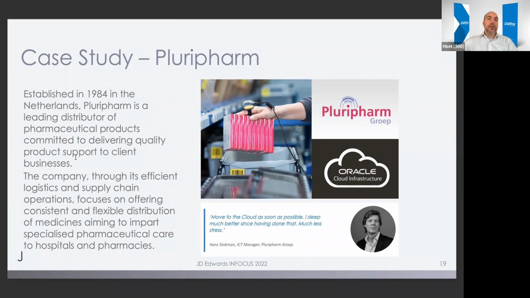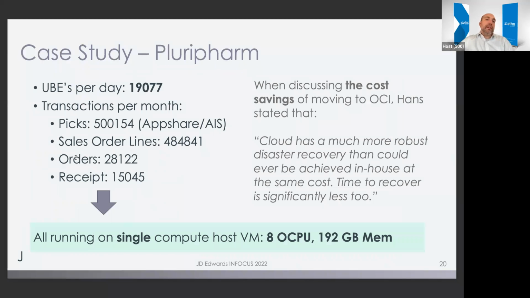And they were coming off an on-premises environment, Johan? Yeah, they were coming off on-prem and the hardware was outdated. We had a discussion about where to go, and we said Oracle Cloud is definitely the best. They run almost 20,000 UBEs a day, and 50,000 picks per month.